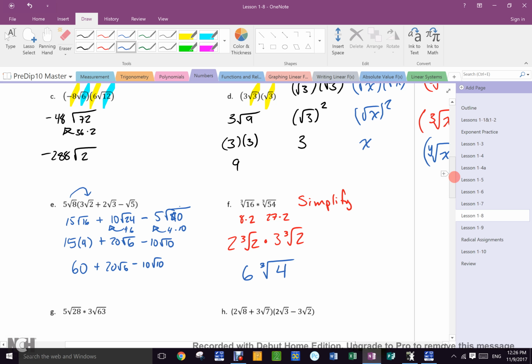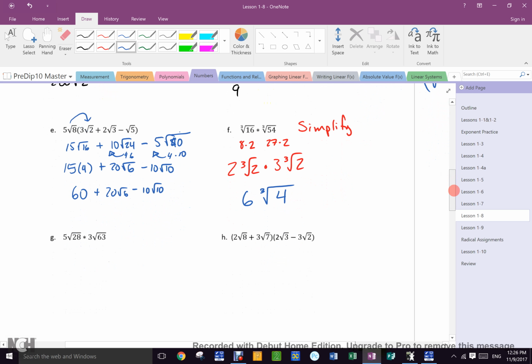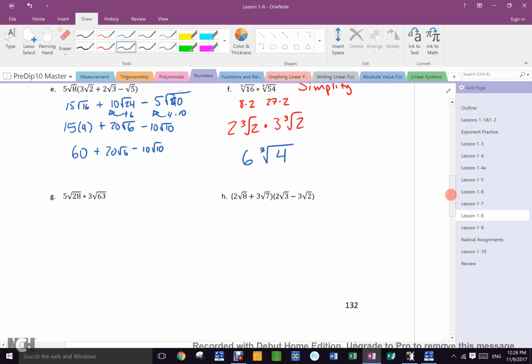All right, is everybody good? Great. What are you going to do with G? Are you going to do 28 times 63? Only if you're a doofus. What are you really going to do? Simplify. Simplify. Learn it, live it, love it.